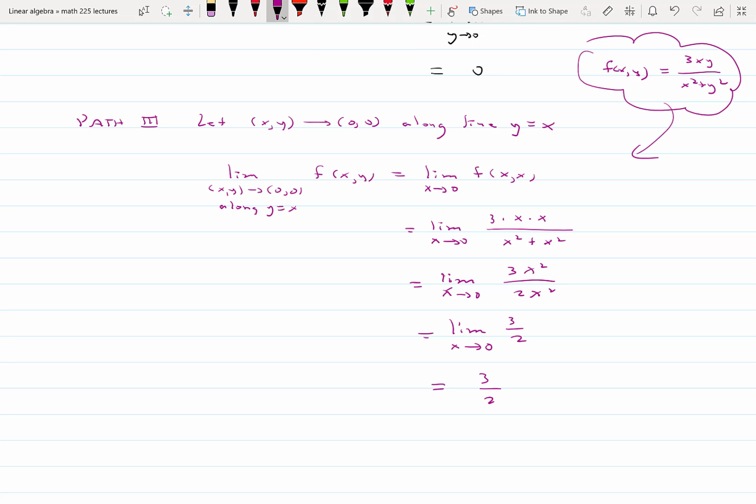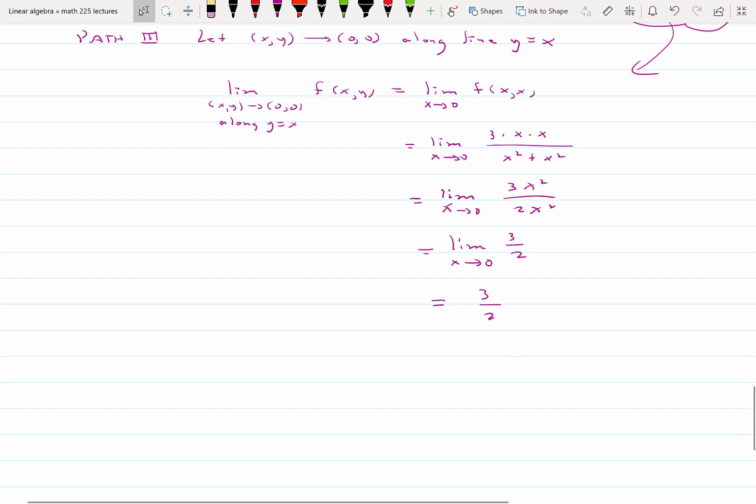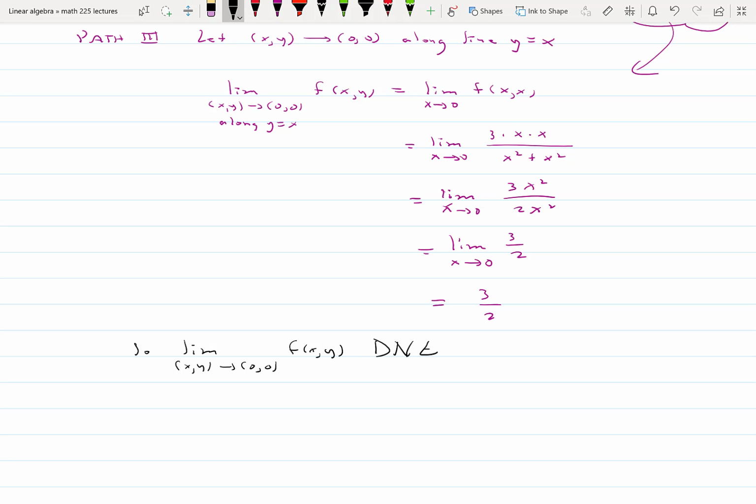So as x approaches 0 along the line y equals x, the z values approach 3/2. So this limit doesn't exist. We found 2 pathways along which we get different limits. Specifically along the x-axis we get 0. We also figured along the y-axis, but along the line y equals x we don't get 0, we get 3/2. Our conclusion: the limit as x and y approach the origin of the function simply does not exist.